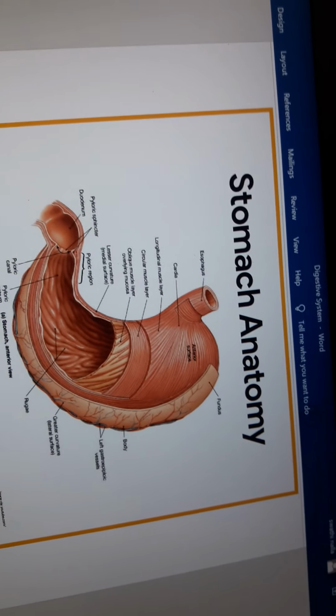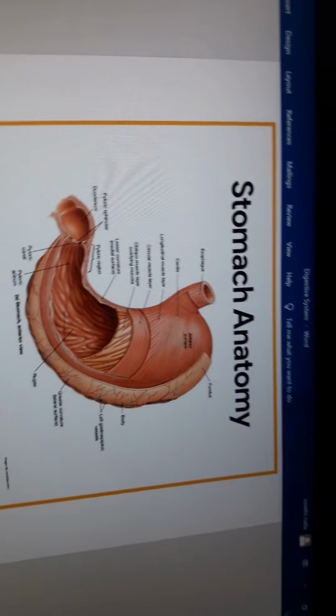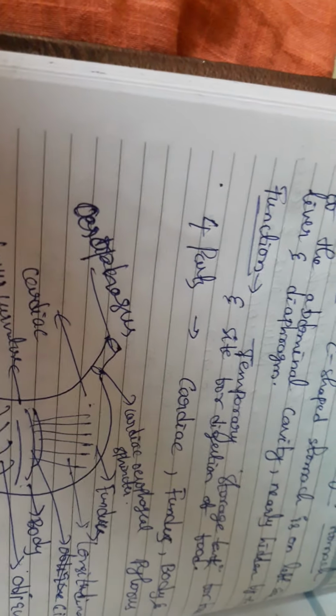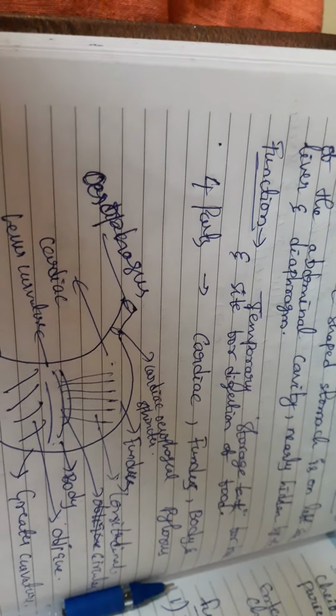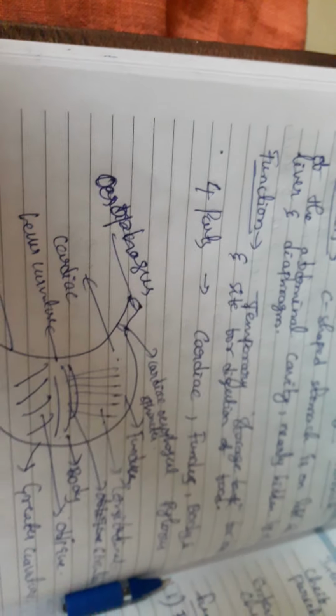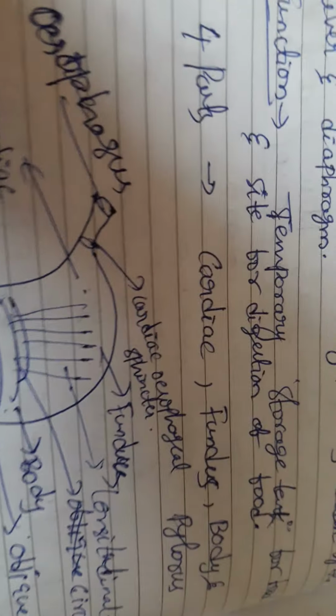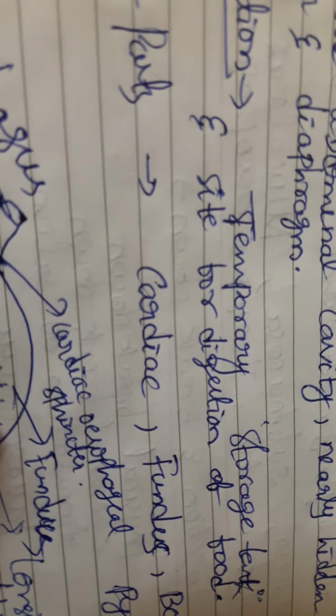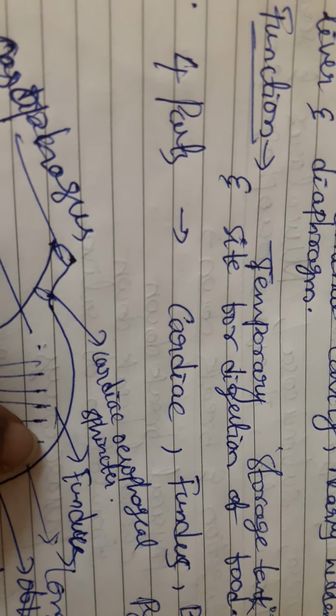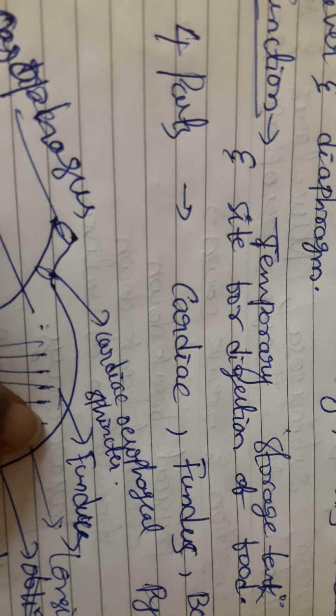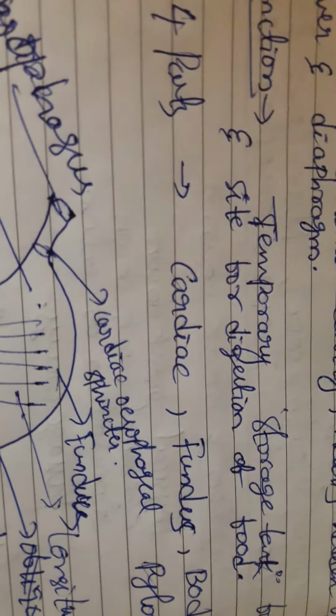Now we are going to discuss the fundus, body and pylorus regions clearly. The stomach is divided into four parts, everyone knows that. First, coming to the cardiac region: the cardiac region surrounds the cardioesophageal sphincter, through which food enters the stomach from the esophagus.